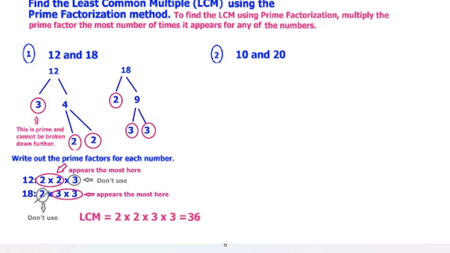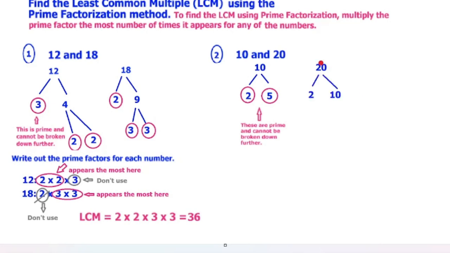Now let's focus on the other side. Let's work on 10 and 20. 10 can be broken down into 2 and 5. 2 times 5 gives you 10. These are prime and cannot be broken down further. So now we can focus on 20.